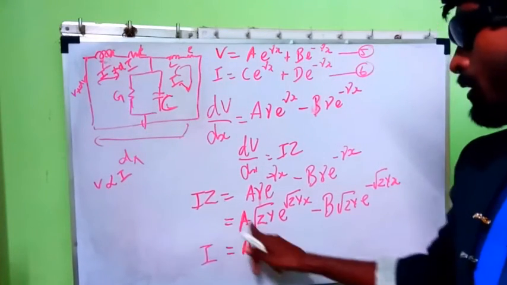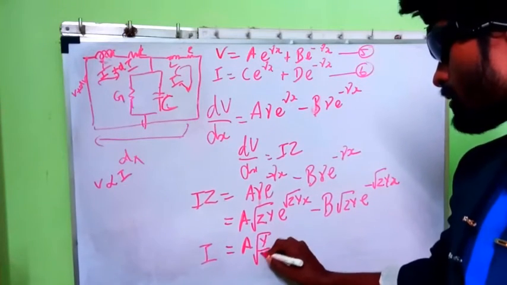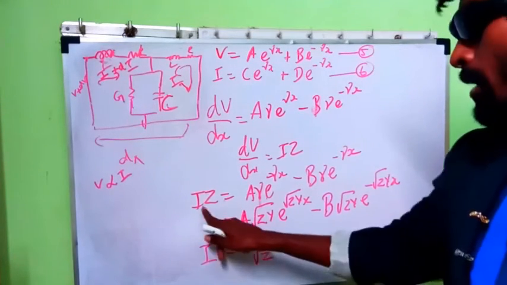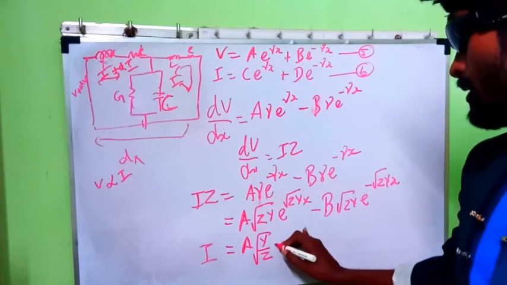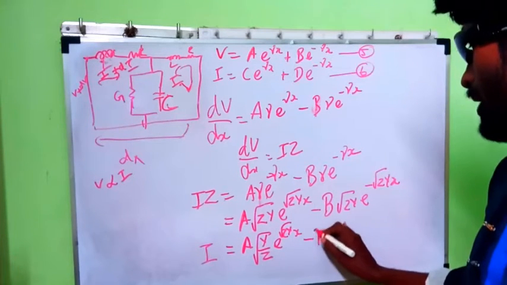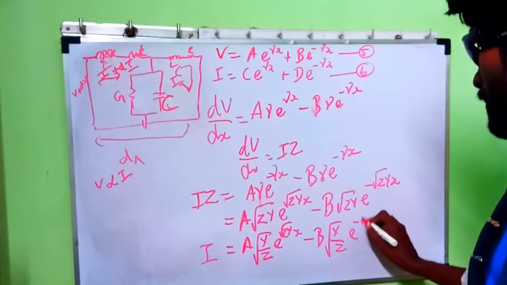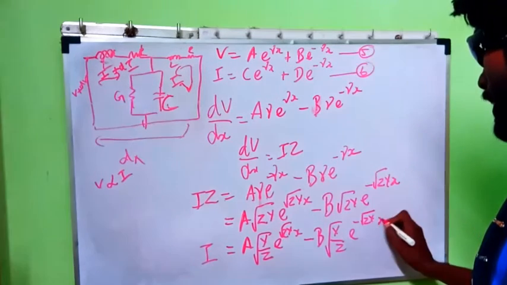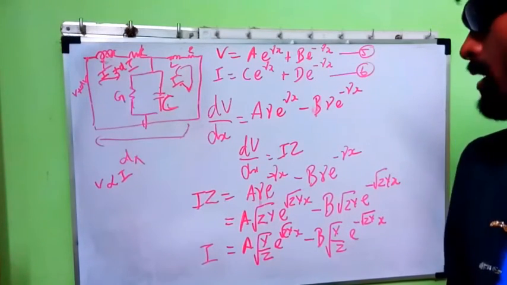Root of zy divided by z means what? Root of y by z, because root z by z means 1 by root z. You all know, is it right? So here also, e power root of zy into x, and minus b into root of y divided by z into e power minus root of zy x. This is the value of this current.